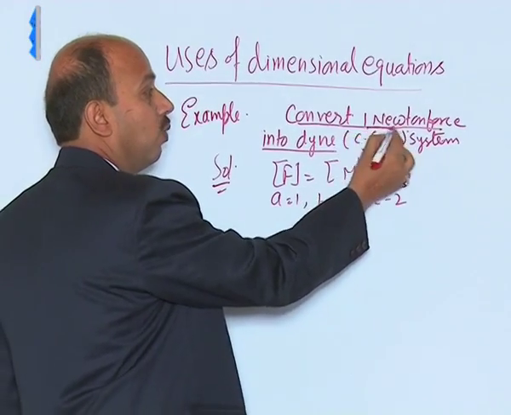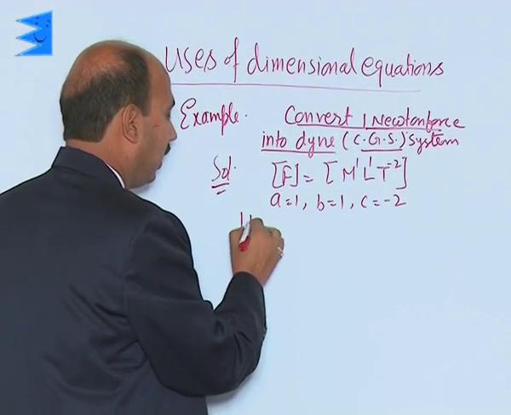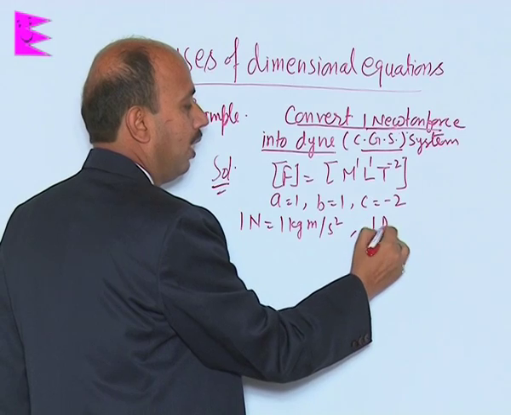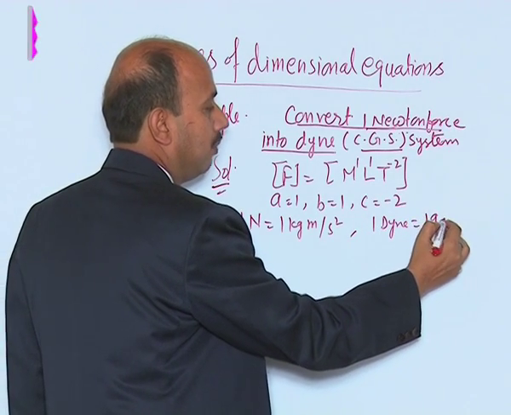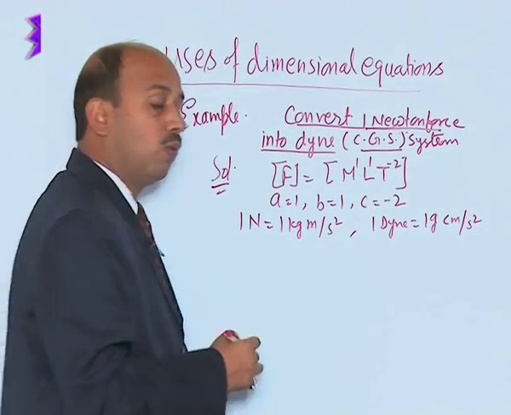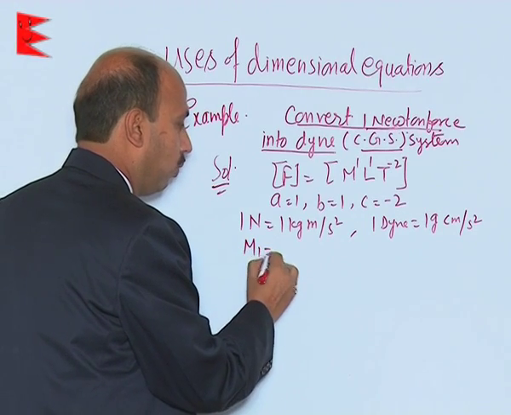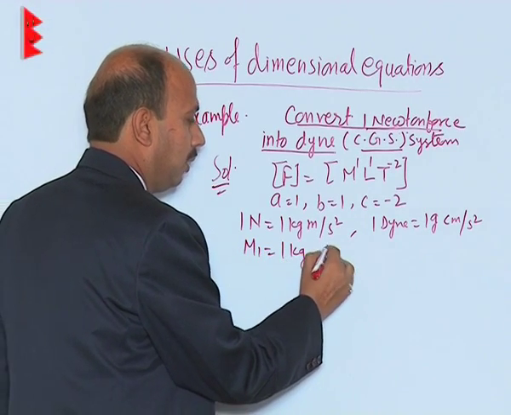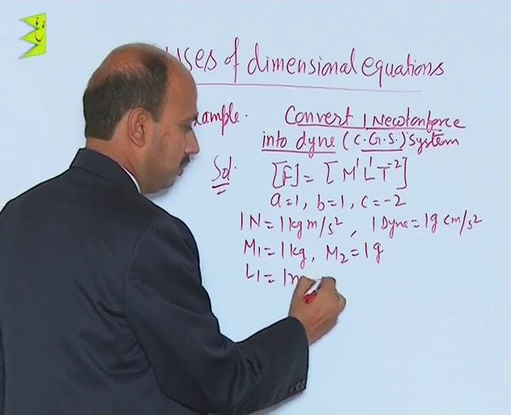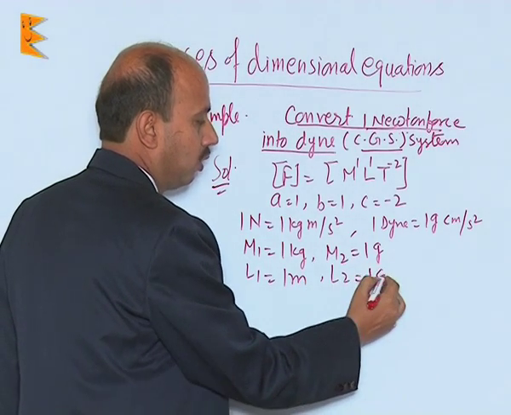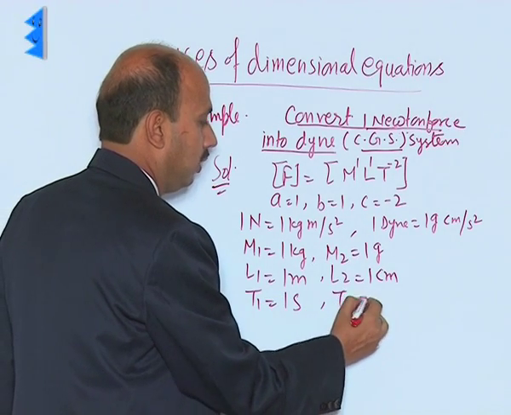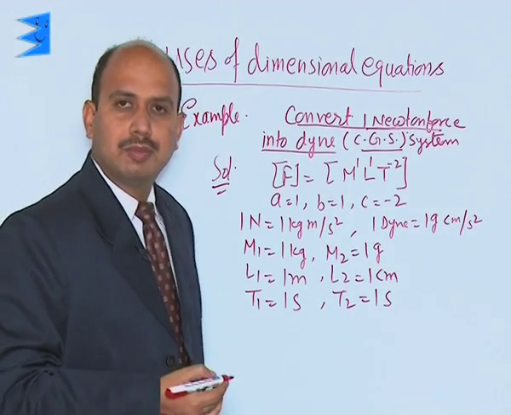Now, 1 Newton is the SI unit. You can write 1 Newton is equal to 1 kg meter per second square, and 1 dyne is equal to 1 gram centimeter per second square. So, what we can do here: M1 is equal to 1 kg, M2 is equal to 1 gram, L1 is equal to 1 meter, L2 is equal to 1 centimeter, T1 is equal to 1 second and T2 is equal to 1 second. In both the cases, time is in second.